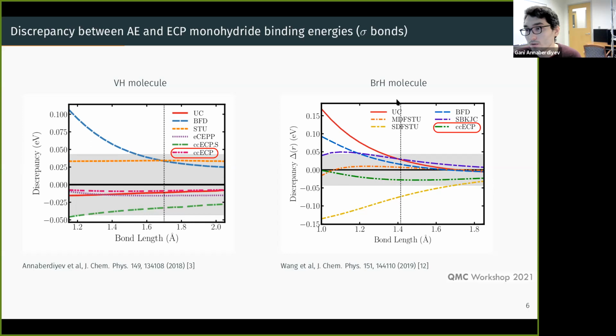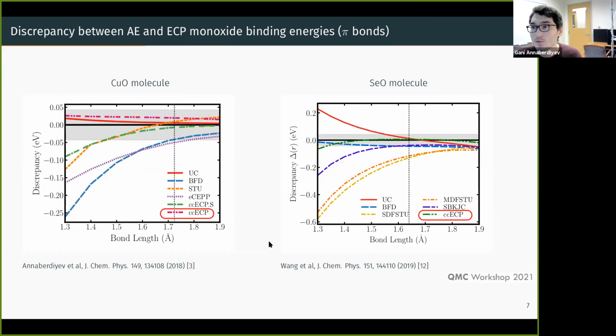I forgot to mention here, this dashed line represents the equilibrium geometry of the molecule, and the left side, the bond length on the left side here, is close to the dissociation limit of the molecule. So it is essentially probed until the molecule dissociates.